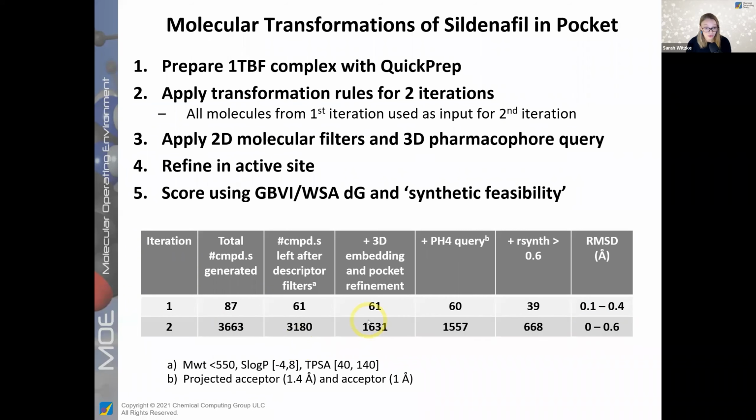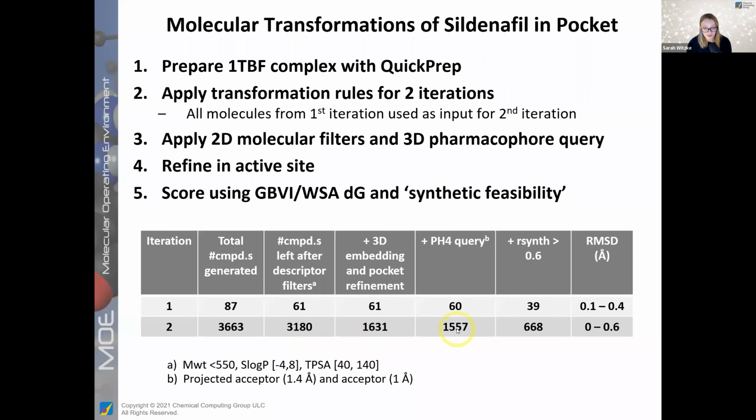Then we included 3D embedding and pocket refinement, and we took another half off them, so another 50% off. Again, now we're starting to generate more diverse compounds, right? And they're a bit further away from sildenafil, and some of them just won't fit. So they were filtered away as well without us even having to look at it.